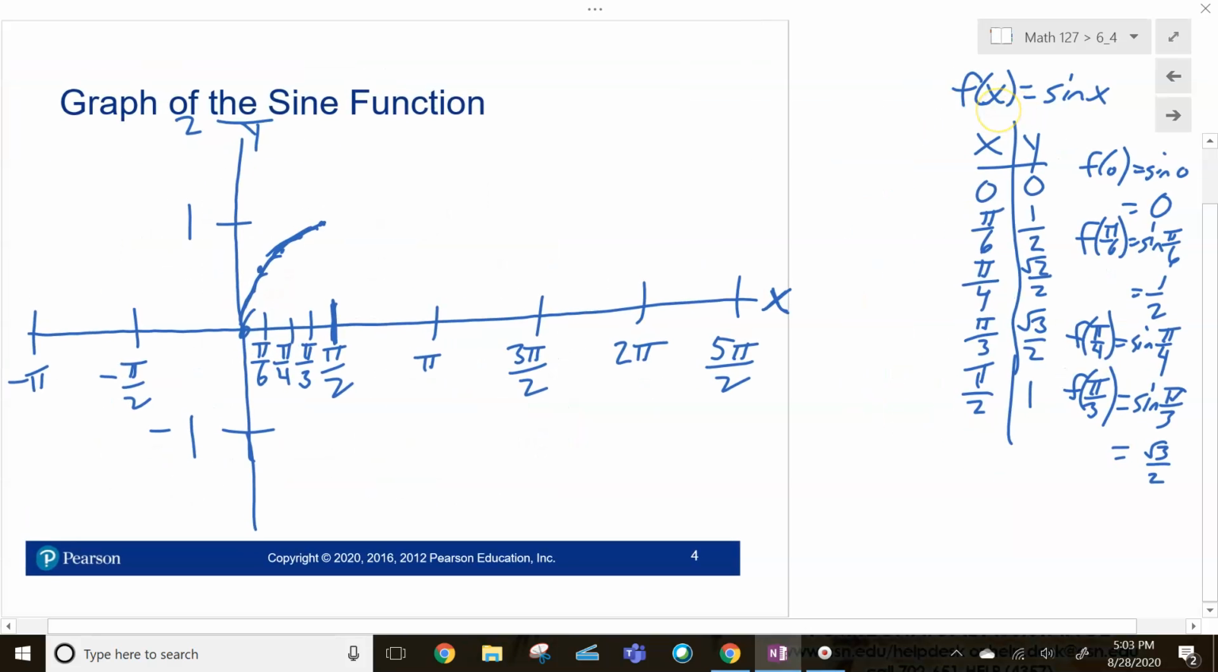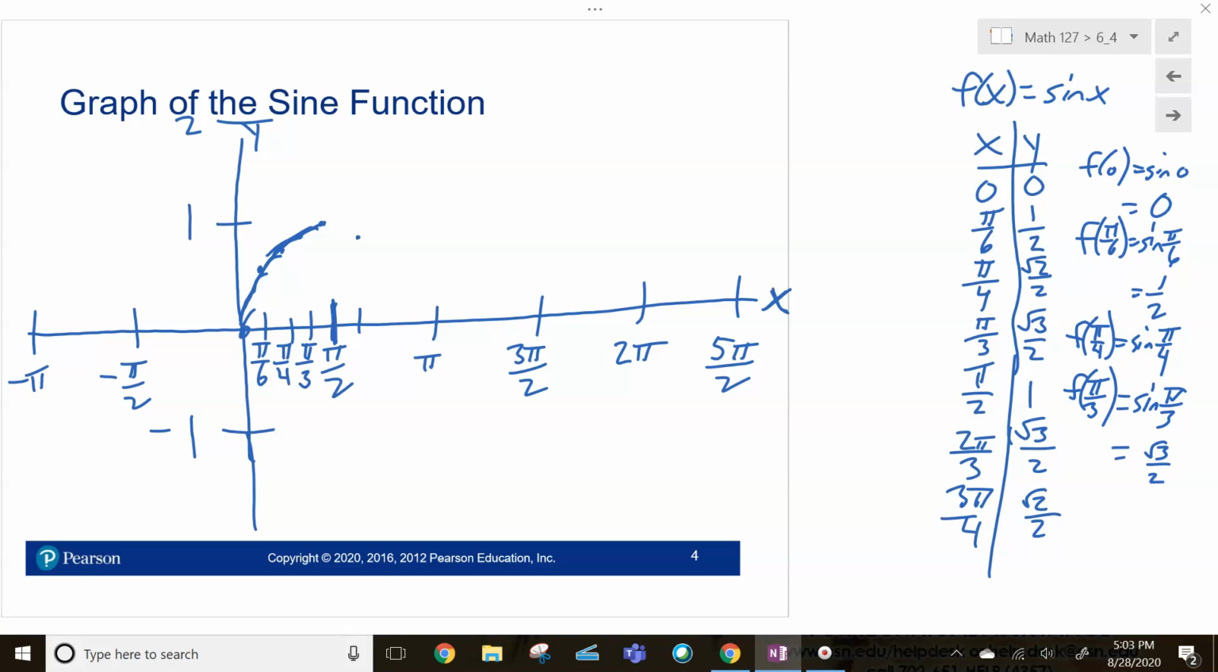So I'm picking those points. 2 pi thirds is also root 3 over 2, so 0.866. So here's 2 pi thirds right there. And then I'm going to pick 3 pi fourths, and I get root 2 over 2, which was 0.707, if I remember right. And then we had 5 pi sixths. We punch in 5 pi sixths, we get a half. And finally pi. The sine of pi is 0.